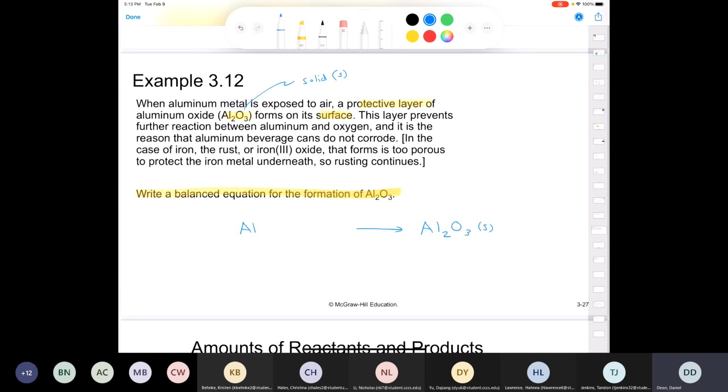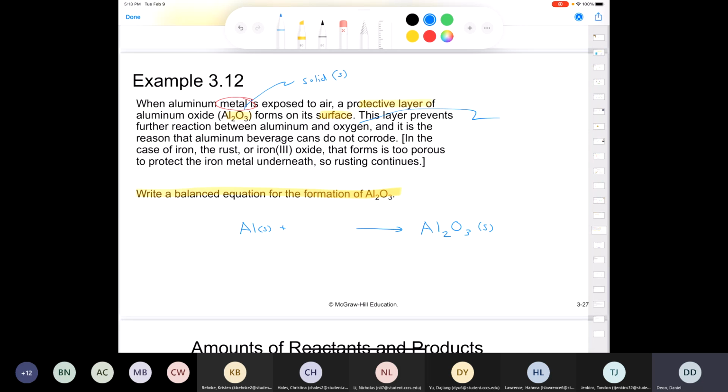Based on what's in the problem, it's a solid. It even tells us that when aluminum metal is exposed to air, if something's a metal, it's going to be a solid. The only exception to that would be mercury. So we have aluminum that's a solid, and we're going to add that to oxygen. Now, oxygen is one of the diatomic elements.